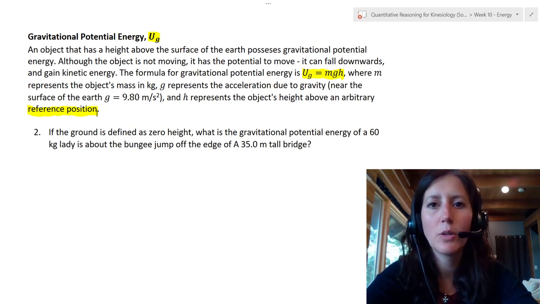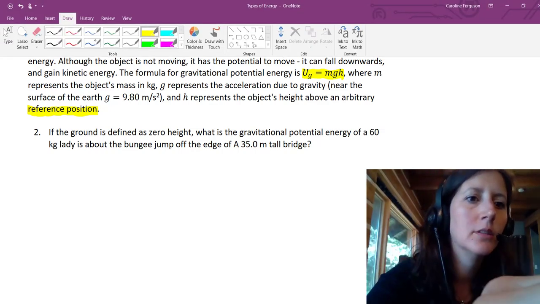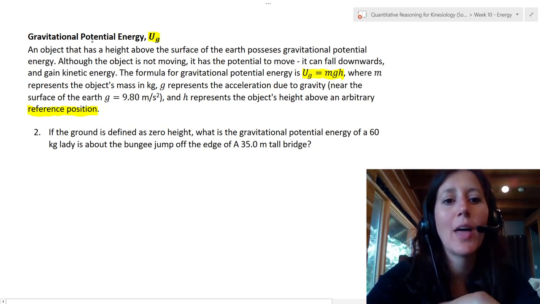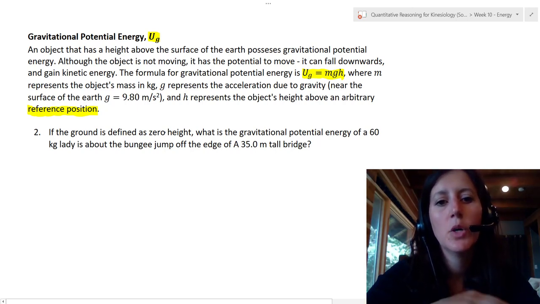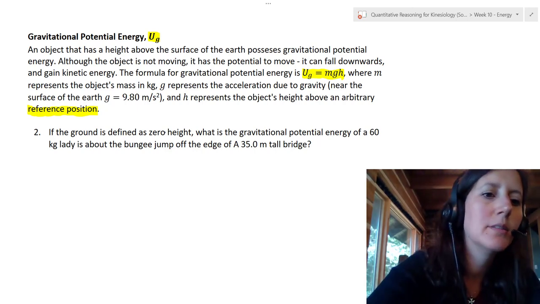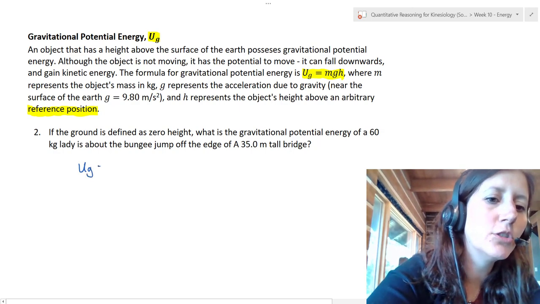And this will make a little bit more sense when we start to do more complex problems, okay? So let's try question 2. It says, if the ground is defined as 0 height, so that is the reference position, that's where the height is 0, what is the gravitational potential energy of a 60-kilogram lady who's about to bungee jump off the edge of a 35-meter tall bridge?